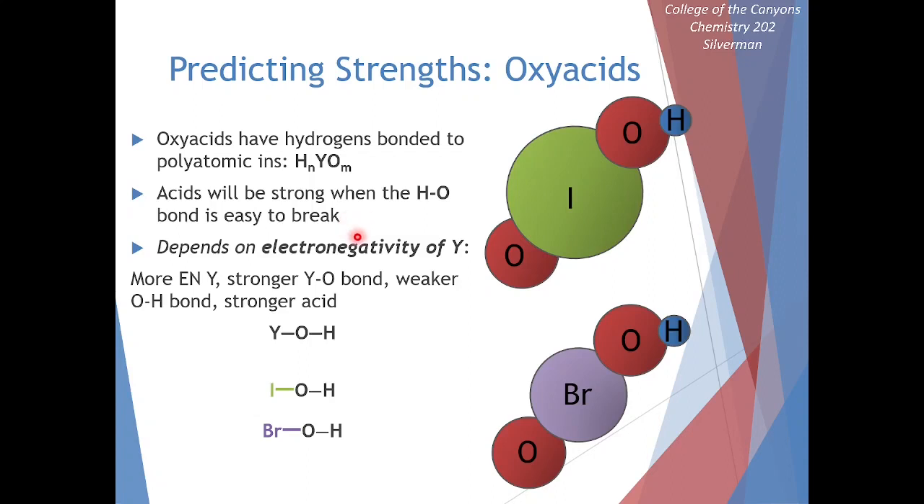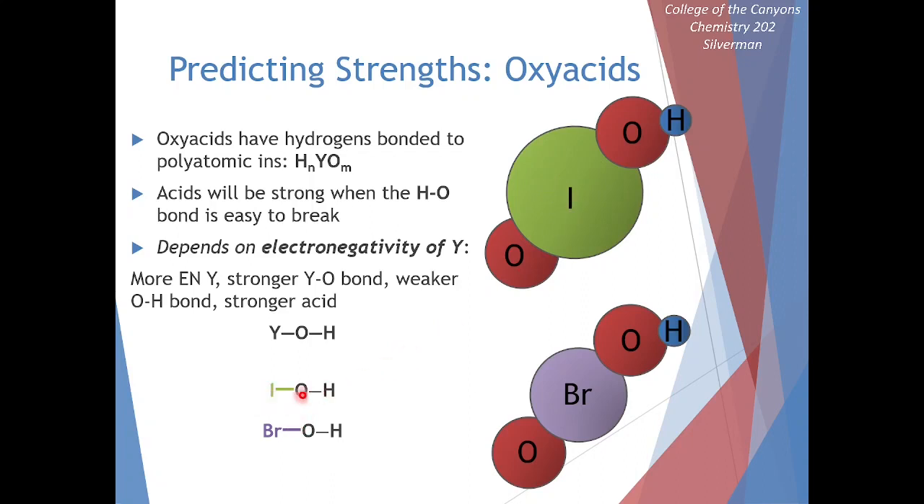Again, we need to consider two trends. If we're comparing two oxyacids with the same number of oxygens, then the trend that is most important is going to be the electronegativity of our central atom. The more electronegative our central atom, the more the electrons are drawn away from that oxygen, the more the electrons are therefore drawn away from that hydrogen. There's kind of a cascading effect here. The stronger our Y-O bond, the weaker our O-H bond, the stronger our acid is. So the more electronegative our center, the stronger this acid becomes.